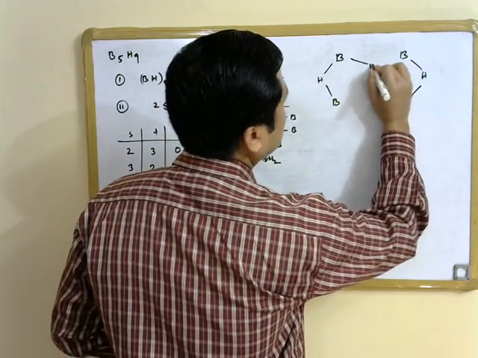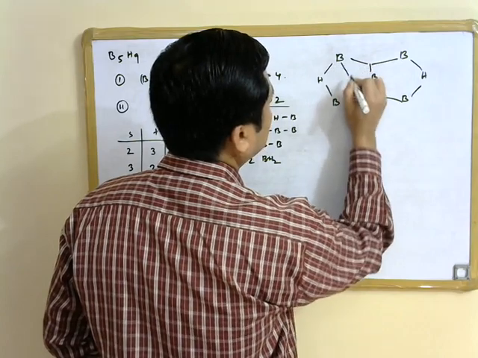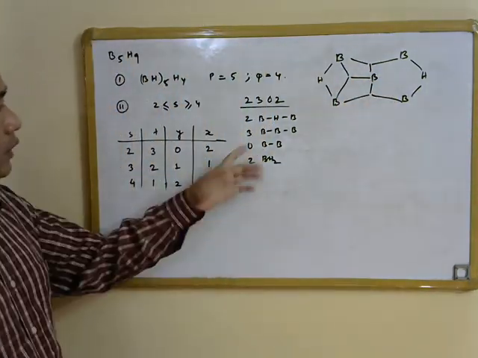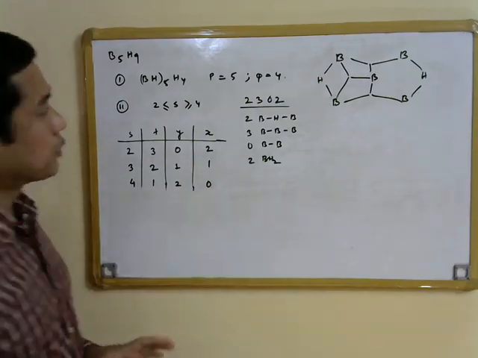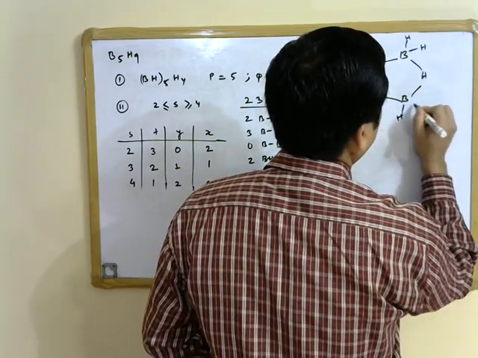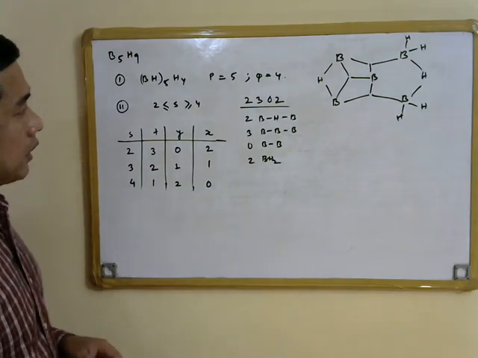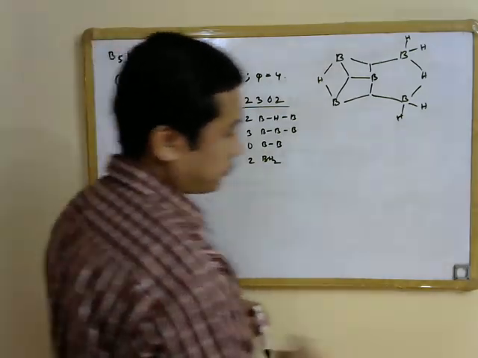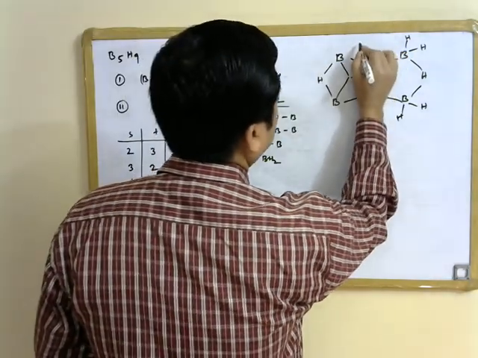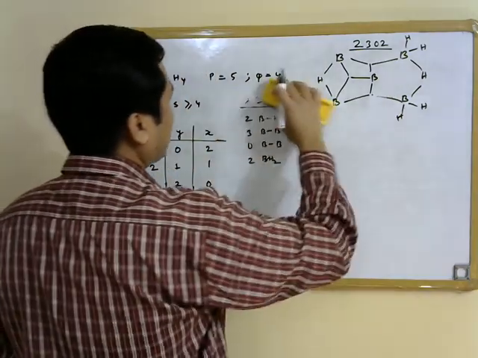So again, let us try to be symmetric here. And 0 BB linkages and 2 BH2 groups. So we can draw the BH2 groups here: H, H, H, H. Then let us proceed further. So this is the structure that we get for this Styx code 2302.